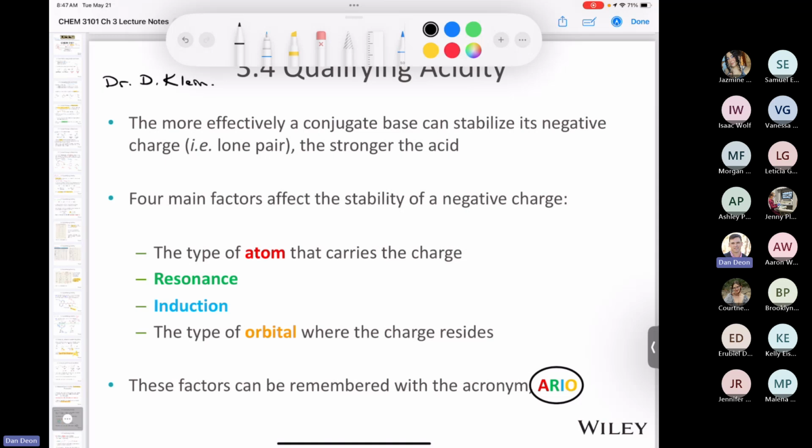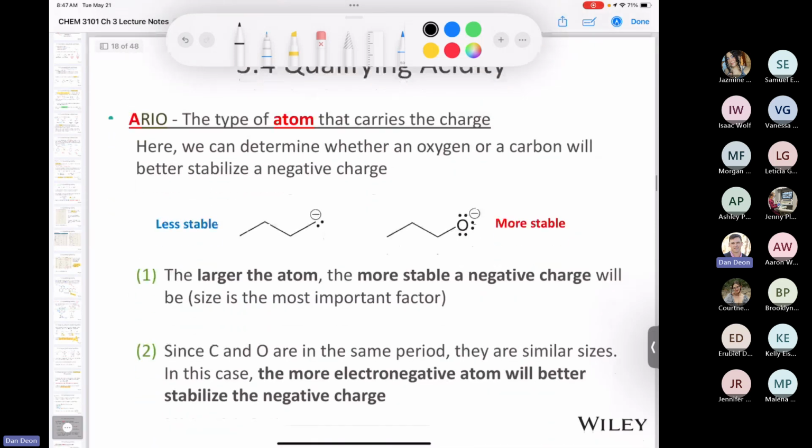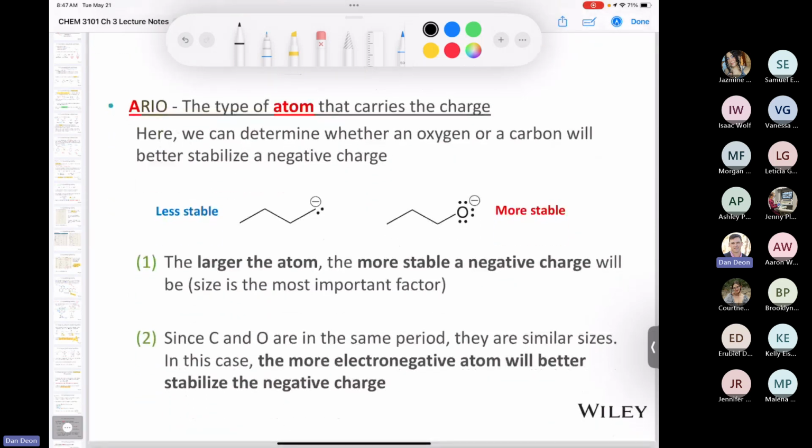So we have A, R, I, O. You put it all together, what do you get? ARIO, okay? And this is, again, something that was developed by the author of our textbook. So let's take a journey through it. And you're going to see how this works really well, not all the time, but most of the time for evaluating acidity. So let's take a look here. ARIO. So we're going to start with atom.